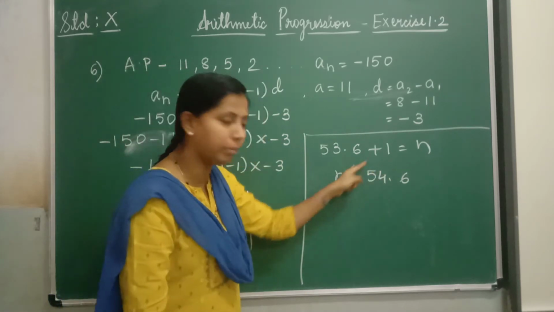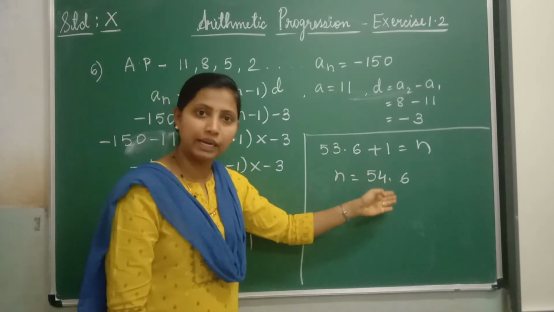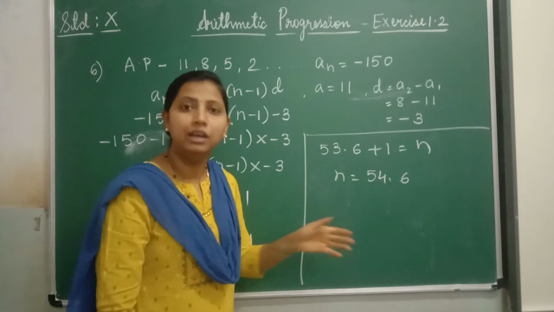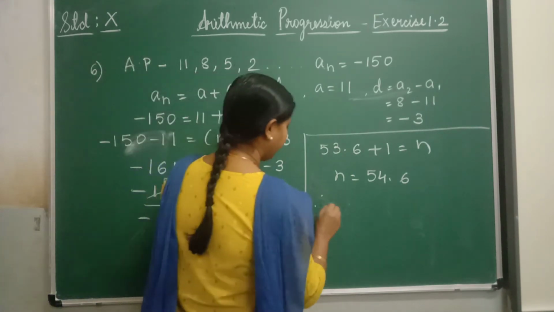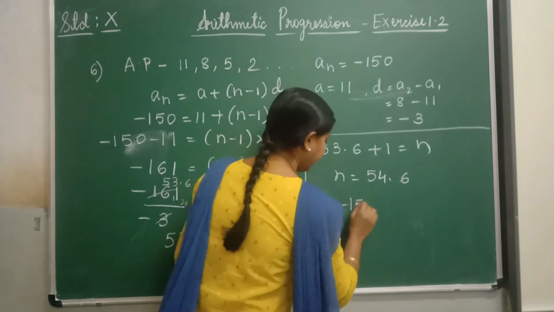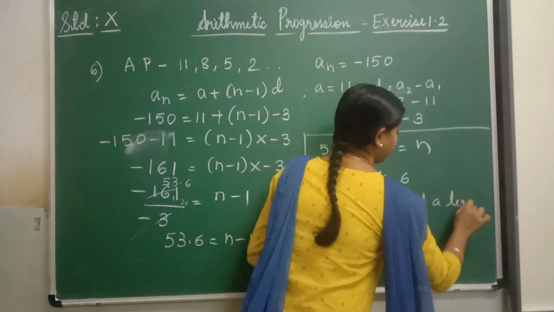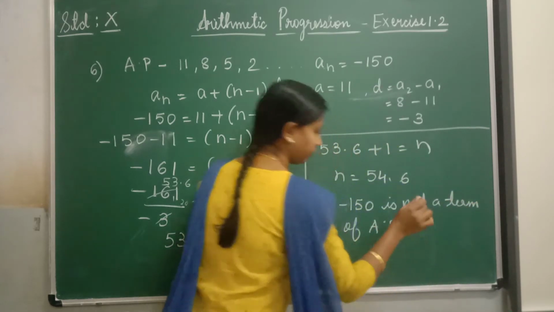The number of terms in an AP can only be whole numbers. If you get a whole number here, it will be a term of the AP. If you do not get a whole number, if you get a decimal or a fraction, it cannot be a term of the AP. So we can write: therefore, -150 is not a term of the AP. Yes?